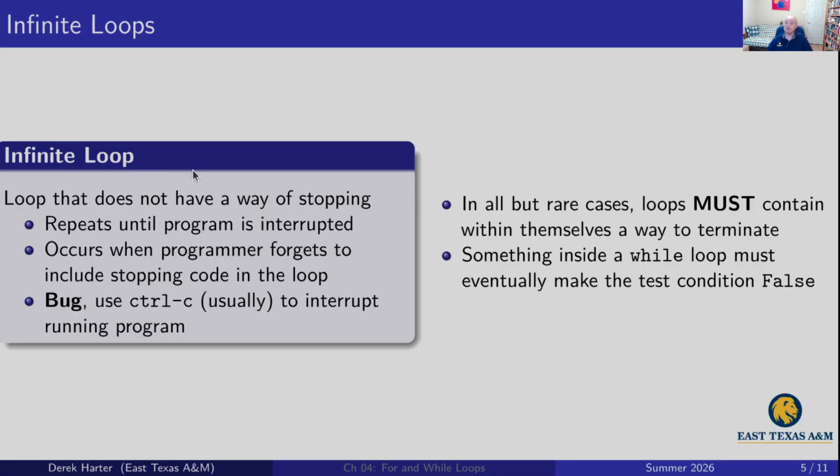A common bug that programmers make when doing condition controlled loops is not having the correct logic to cause that condition to become false at some point, right? In all but rare cases, loops have to contain within themselves a way to terminate. So a way for that condition that's being tested to become false. Something inside the while loop needs to be changing whatever is being tested so that the condition goes from true to false at some point. Okay? Loops that don't correctly do that are known as infinite loops. A loop that has no way of ever having the condition become false would actually go on forever, right?